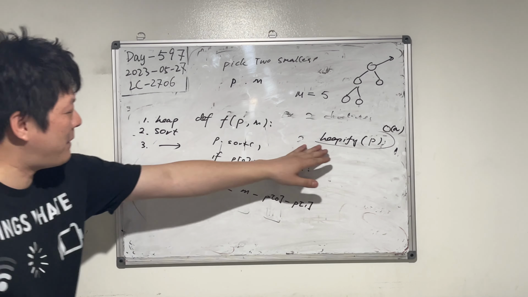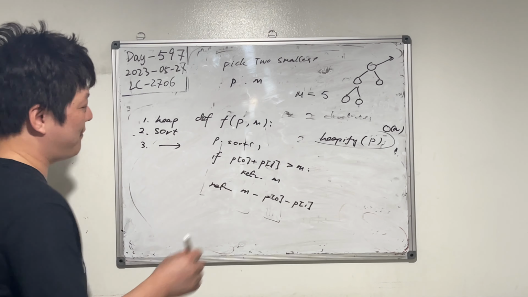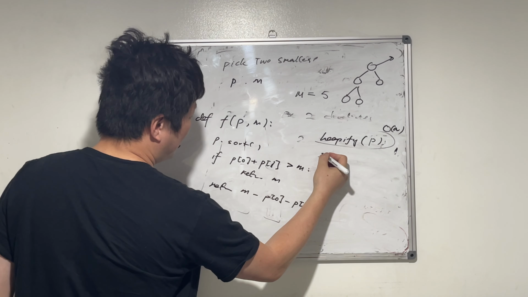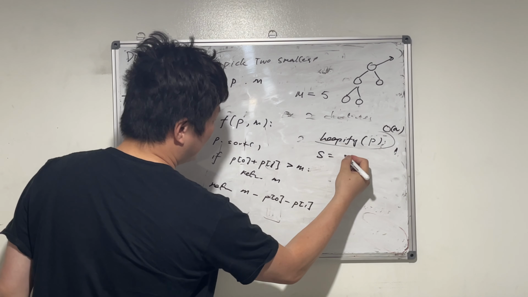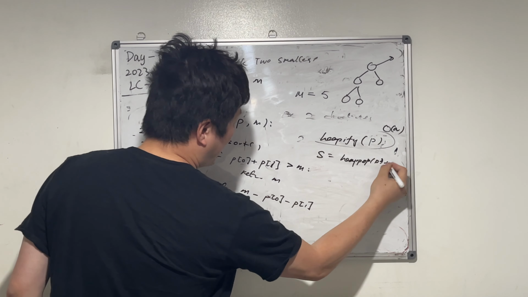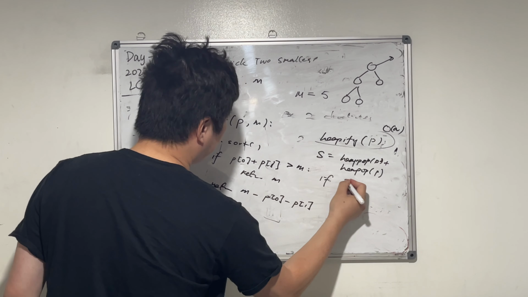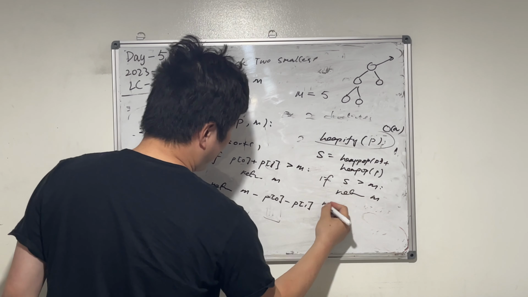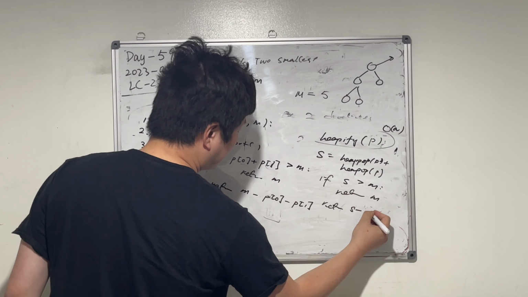Okay, that's it. Heapify, okay? That's going to take O(n) time. And then we check the 2 smallest, let's say S equals heap pop p plus heap pop. And then if S is bigger than m, return m. Otherwise, return m minus S.